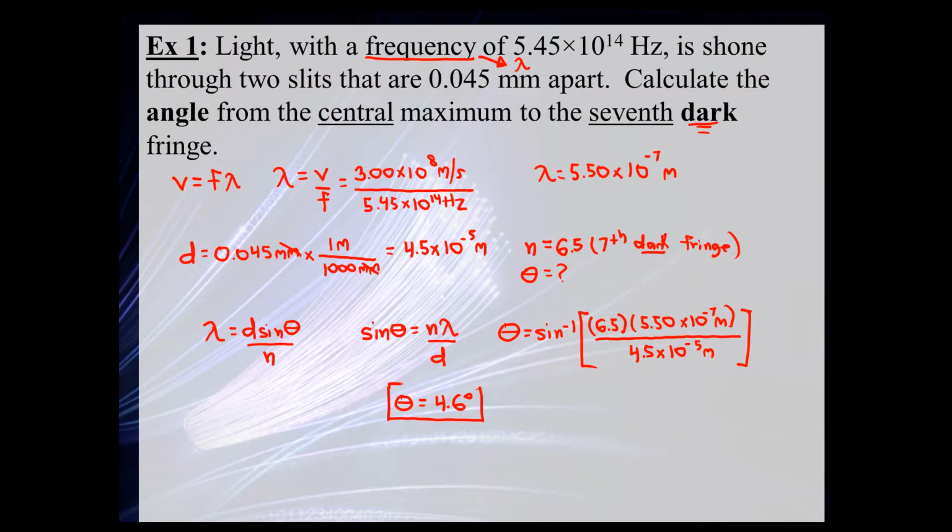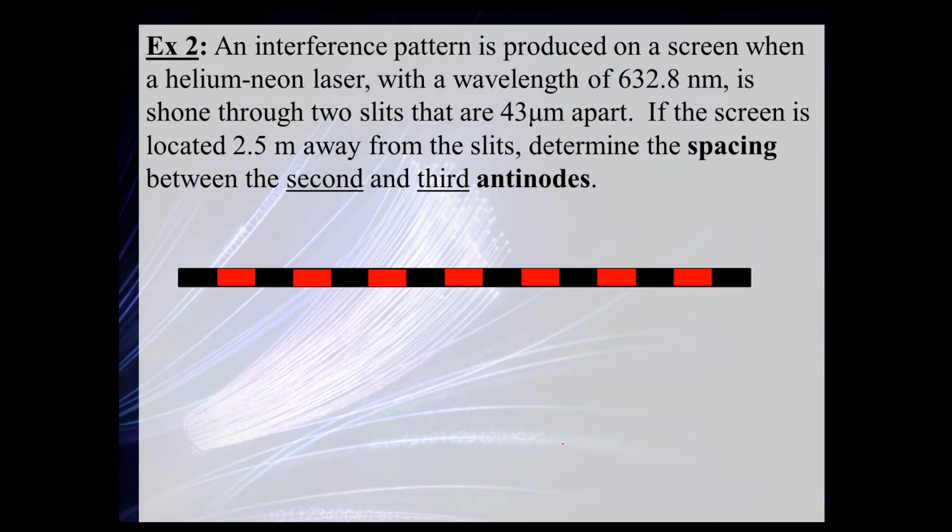So really, really small angle. We'll talk in the next lesson about how we can make this angle bigger, because that seems really small. To the seventh dark fringe is only a 4-degree angle. It'd be really, really hard to observe that.